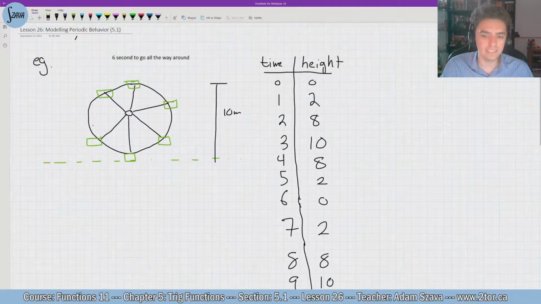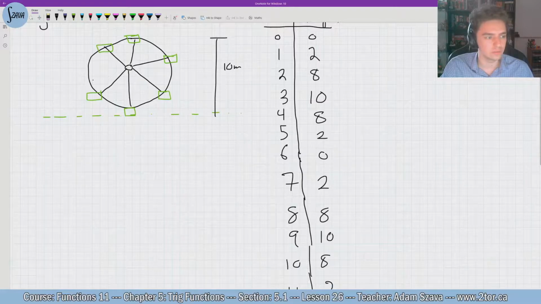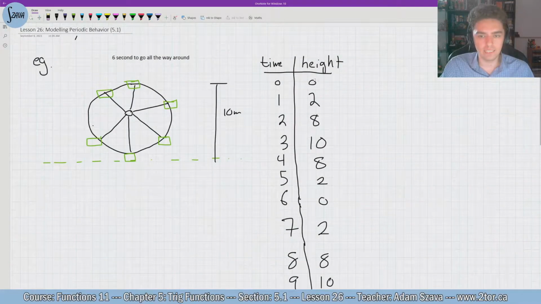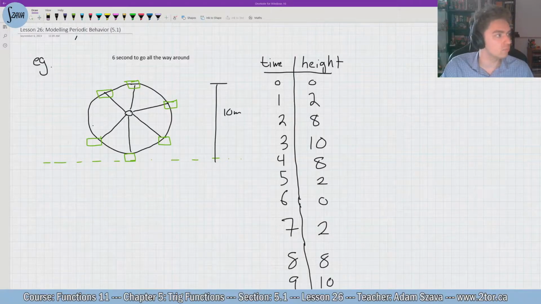So you see how every 6 seconds, the pattern continues, right? So every 6 seconds, the pattern repeats itself. Try to just take that in for a second. We have a type of data that I'm measuring here that repeats itself every certain number of seconds. And in this case, it's 6 seconds. It's very important. That's the main idea of what we're trying to get at.